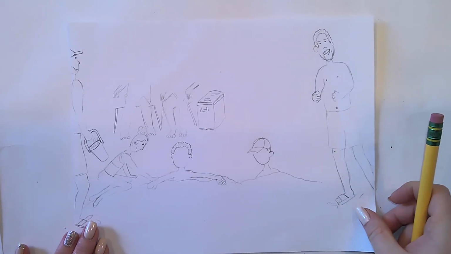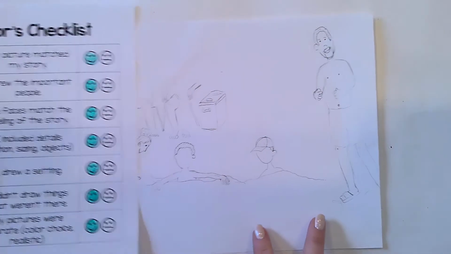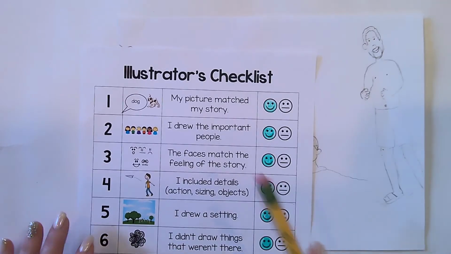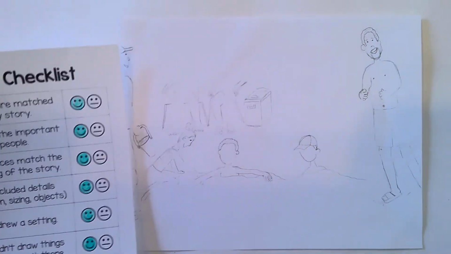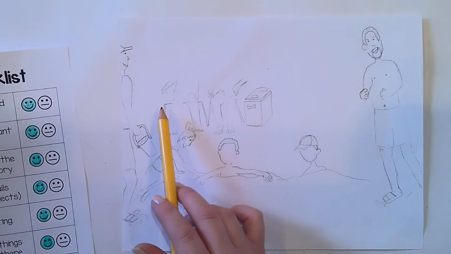So what I'm doing today is I'm looking at the picture that I created, and I want my picture to tell my story without me telling my story in my words. My picture is supposed to be a picture of our family and friends of our family at the beach. So I'm going to start with my Illustrator's Checklist and make sure that I've included all the important parts that really tell my story. The first thing on the checklist is my picture matched my story. Well, my story is about being at the beach. So I have some things that match that. Like this is supposed to be the sand down here, and there's a bucket, and here's some beach chairs, and I tried to draw people in their bathing suits.